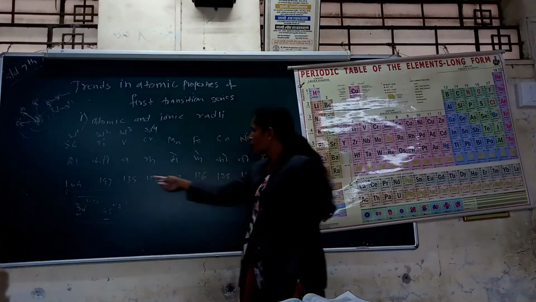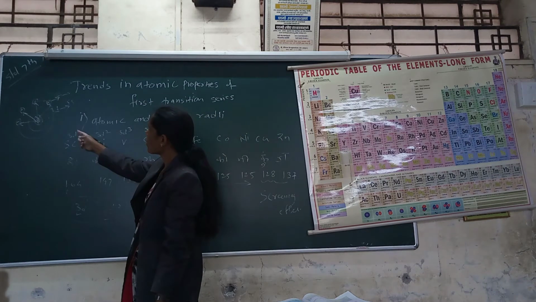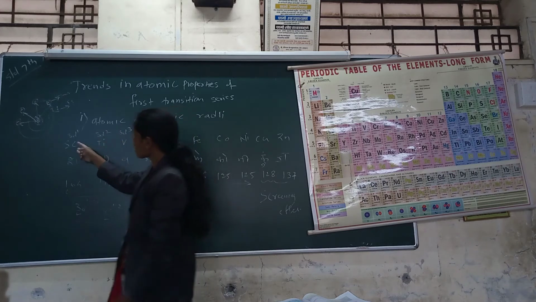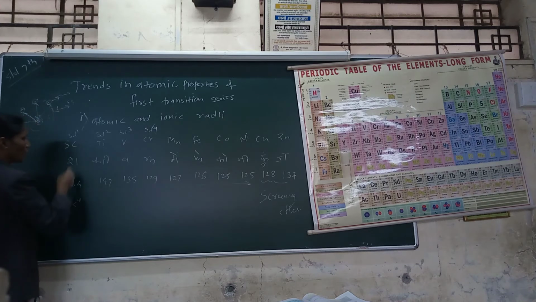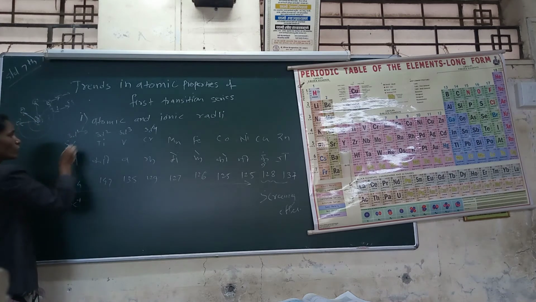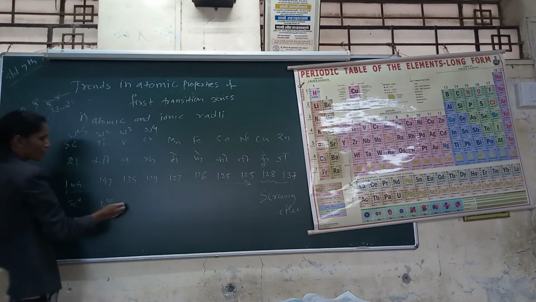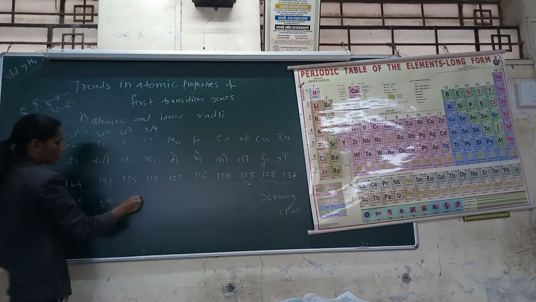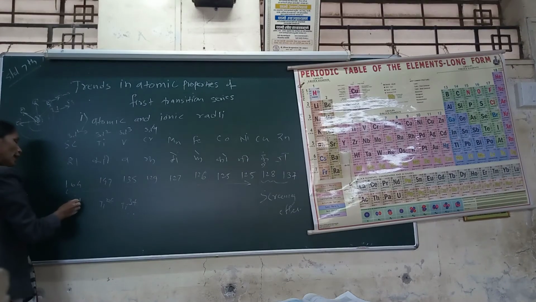Again, this is atomic radius. Now ionic radius. When one electron is lost from scandium, it gets converted into scandium plus, with charge +1. When two electrons are lost, titanium 2+. When three electrons are lost, titanium 3+, and so on. The radius of the ion is called the ionic radius.